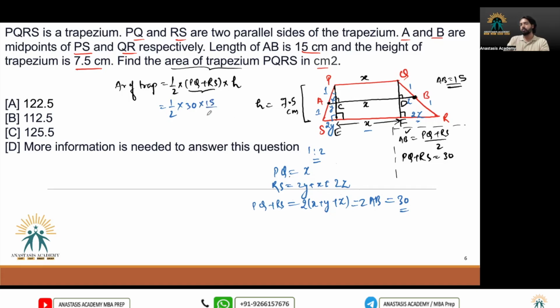So area of this trapezium would become half into sum of parallel sides, 30, into height, 15 by 2, 7.5 it is given. So 3, this is 15. So I get 225 by 2, which is equal to 112.5. Correct answer is option B.